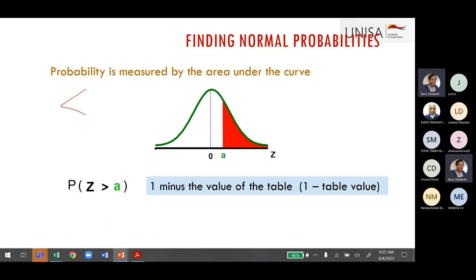For greater than, since the table that we are using to find the probability has the less than, to find the probability of a greater than, we're going to subtract the probability we see on the table from 1. So we're going to always say 1 minus the table value. For all questions that are asking you to find the probability of greater than a value, we're going to subtract the value you see on the table from 1.